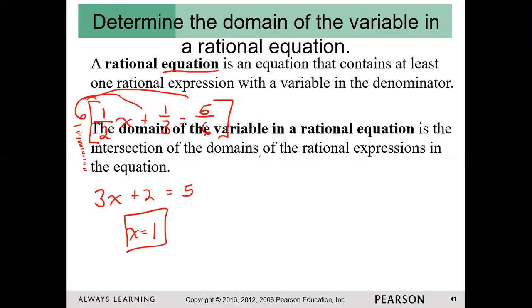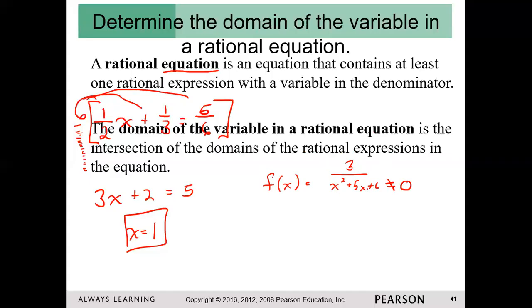All right, so the domain of the variable in the rational equation is the intersection of the domains in the rational expressions in the equation, which means at the beginning of this chapter, if you recall, we focused on functions that were f of x is equal to 3 over x squared plus 5x plus 6. And what I said to you was we needed to figure out what the domain of this function was. Matter of fact, I posted a video of this last week, right? We had to set this denominator to not be 0.